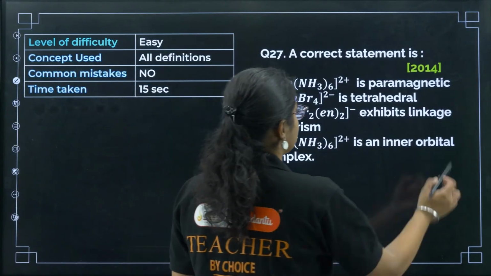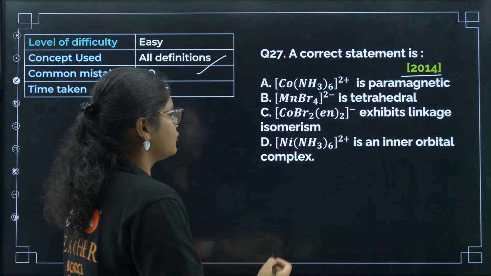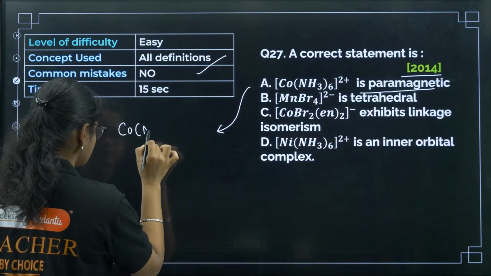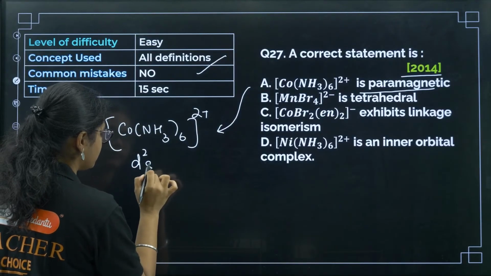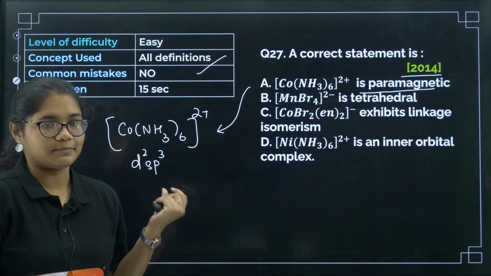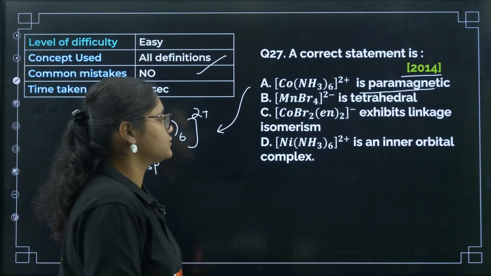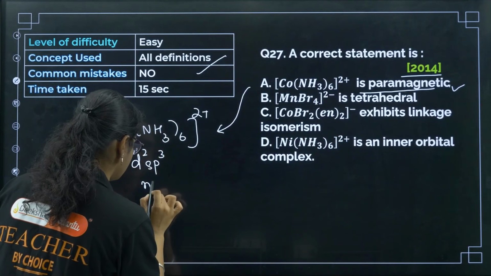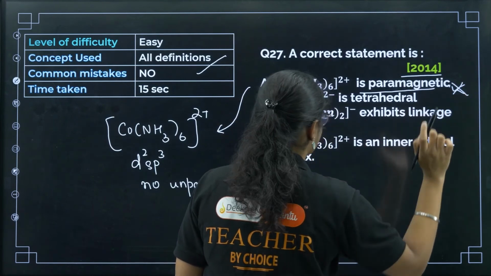Next question, a correct statement is, so 2014 question, so it has a combination of many concepts involved here. So Co(NH3)6 2+ is paramagnetic. So if you have seen the Co(NH3)6 2+, its hybridization is d2sp3. Because it is having d2sp3 hybridization, there is no unpaired electron, NH3 is a strong field ligand and it is a paramagnetic compound. Sorry, it has no unpaired electron, one second, no unpaired electron, so it is diamagnetic, so this statement is incorrect. I am very sorry.